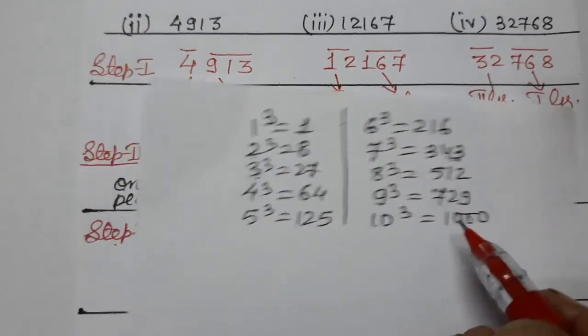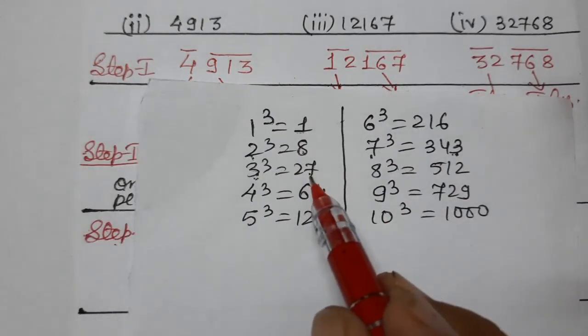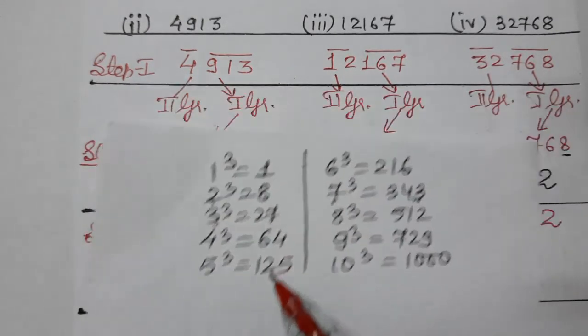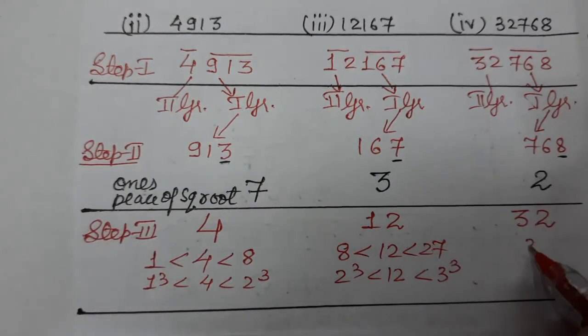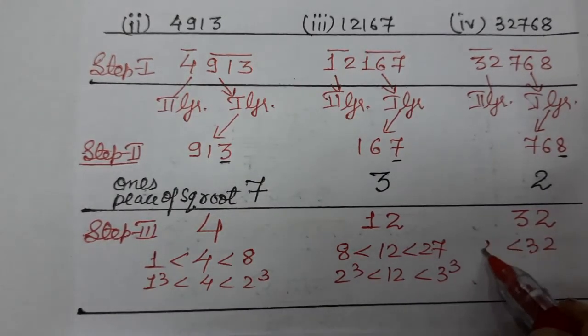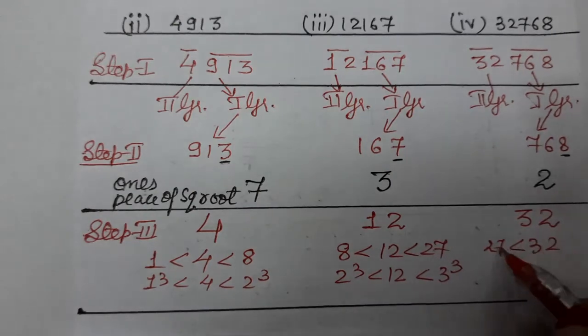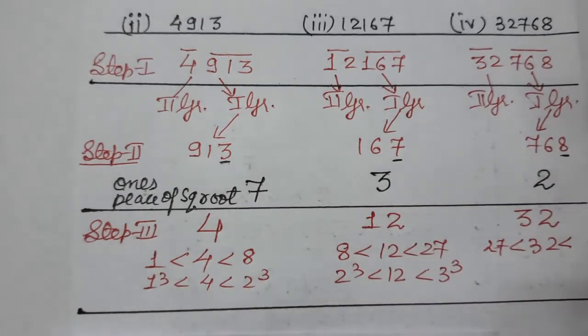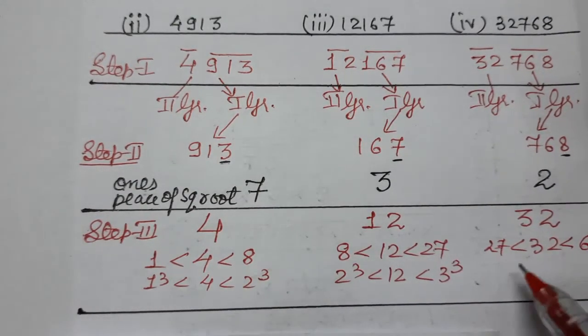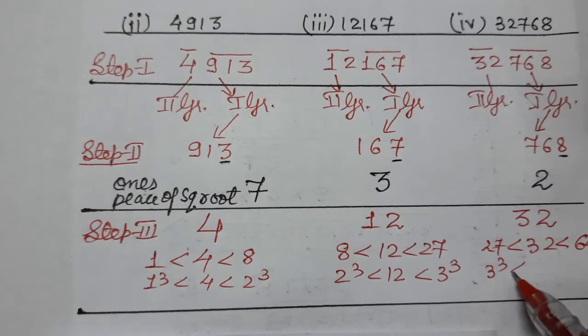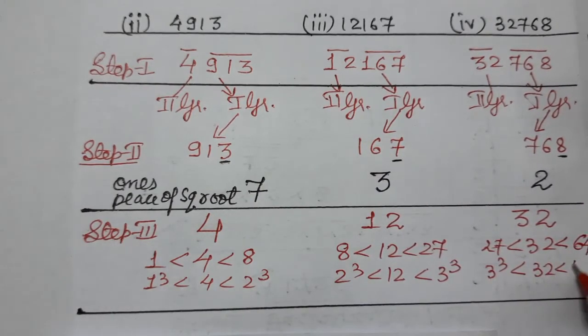And last is 32. So see, 32 lies between 27 and 64. So write 3 cube and 4 cube.